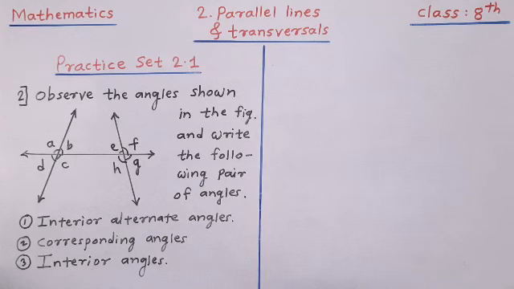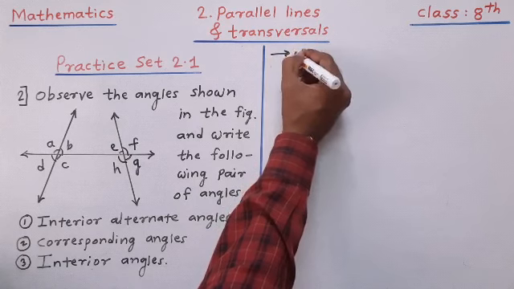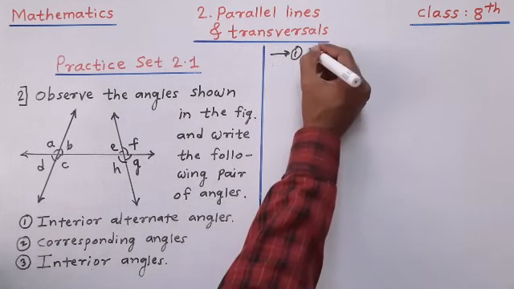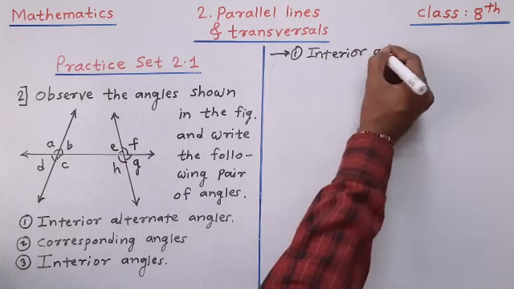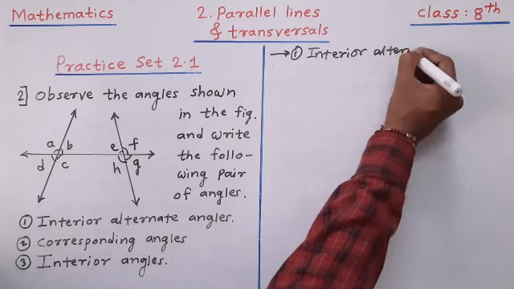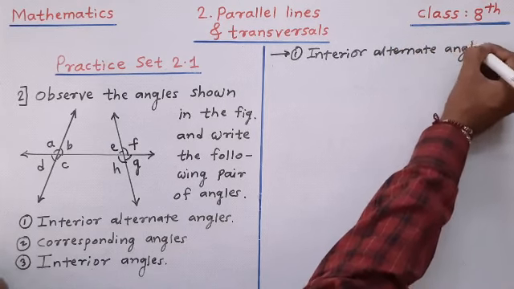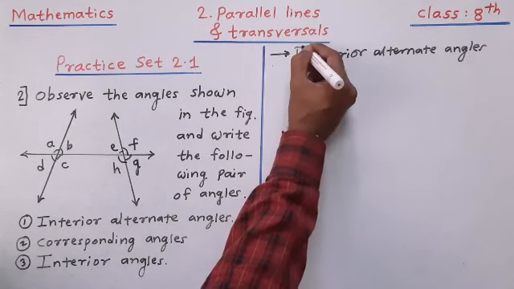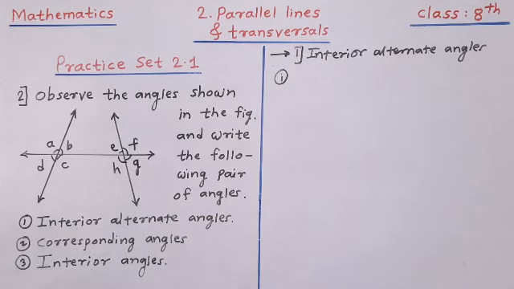So first we are going to write interior alternate angles. Let us write the heading first here. Interior alternate angles. This is the first type. And we have studied that there are 2 pairs of interior alternate angles.